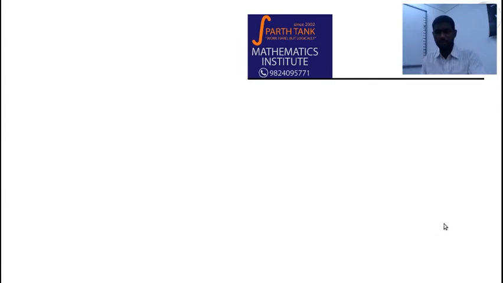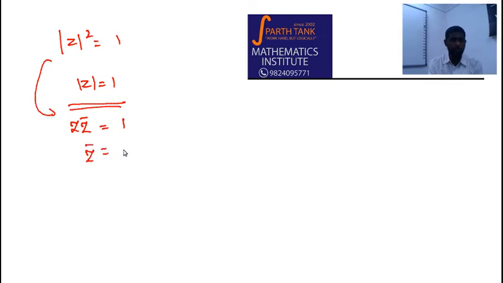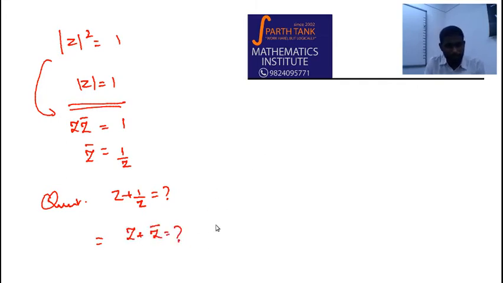Okay. Now x squared plus y squared is equal to 1 implies mod z squared is equal to 1, or mod z is equal to 1. And remember, whenever you have mod z is 1, z times z bar is equal to 1, because mod z squared is equal to z z bar. Therefore z bar is 1 by z. See, in the question they have asked z plus 1 by z is how much? Now we have seen that 1 by z is z bar. So this is z plus z bar. Correct?